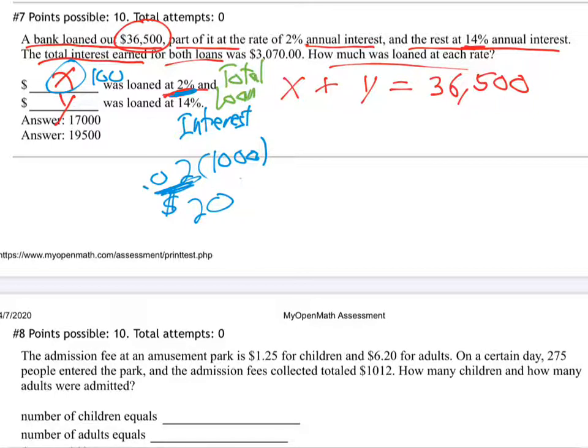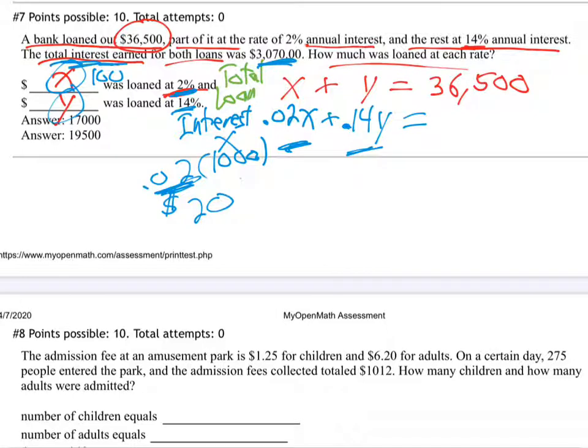So they're borrowing X dollars for a year at 2%, so it's going to be 0.02x. 0.02 times X is the interest they're going to have to pay for the privilege of using X dollars for a year, plus now the Y is the amount they borrowed at 14%, so that's going to be 0.14Y. That's the interest charged for using the Y dollars for a year. And the interest from the 2% loan and the 14% loan adds up right there, total interest.